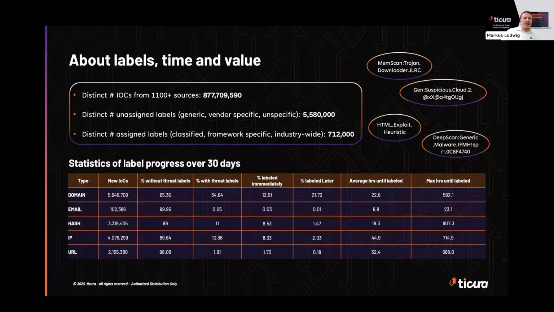Across all those indicators, we only know 712,000 meaningful labels. That means something that is framework specific, that is classified or based on a catalog like Malpedia or MISP Galaxies or MITRE information. So labels that you can use industry-wide across all practices. On the other hand, we know more than 5 million labels, which are rather seen as questionable value, generic labels, vendor-specific labels, something totally unspecific.